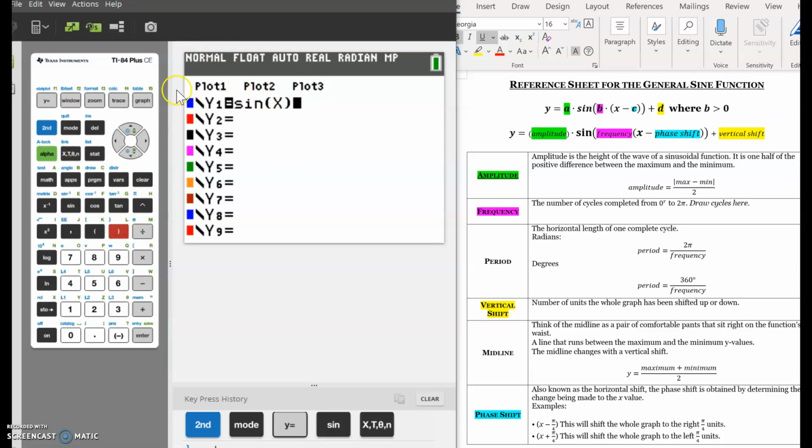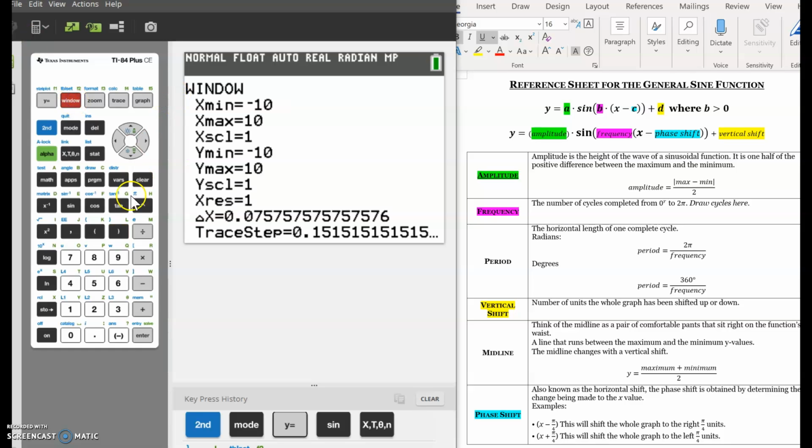Now I want to graph this in a good window where I can fit one cycle or one period. So I know that one cycle, one period is 2 pi. One cycle will be a length of 2 pi. So I'm going to go to my window and adjust my window where this is going to be 0 to 2 pi.